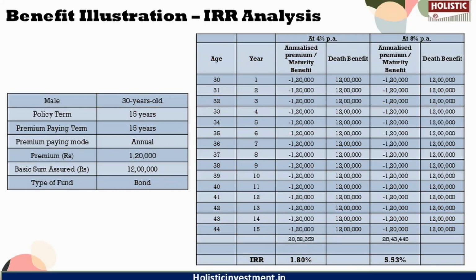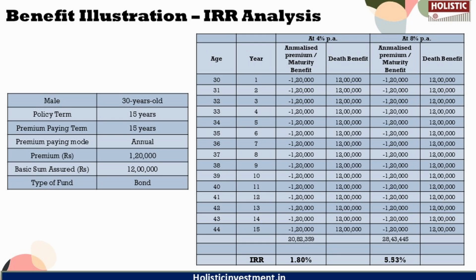Now, as we have a basic understanding of this policy, let us move on to the analysis part of the video, where we are going to calculate the internal rate of return (IRR) of this policy based on the figures given in the benefit illustration in the policy brochure.